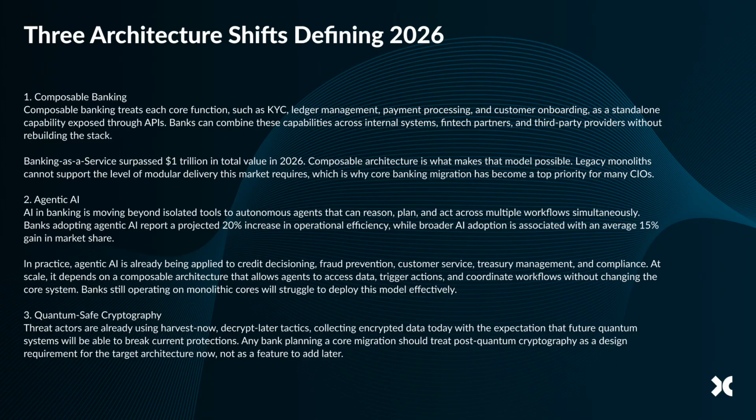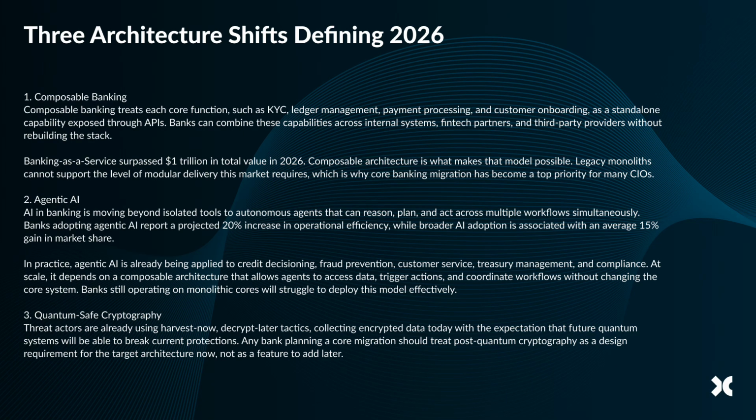2. Agentic AI in banking is moving beyond isolated tools to autonomous agents that can reason, plan, and act across multiple workflows simultaneously. Banks adopting agentic AI report a projected 20% increase in operational efficiency, while broader AI adoption is associated with an average 15% gain in market share.